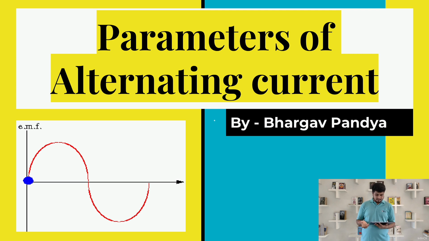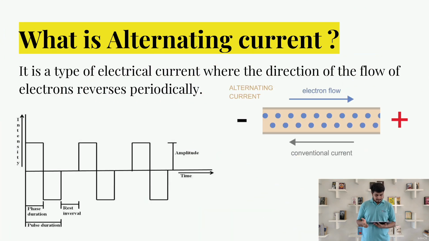The video's topic is going to be the parameters of alternating current. So what is basically alternating current? It is a type of electrical current where the direction of the flow of the electrons reverses periodically. So basically alternating current is a bidirectional current.